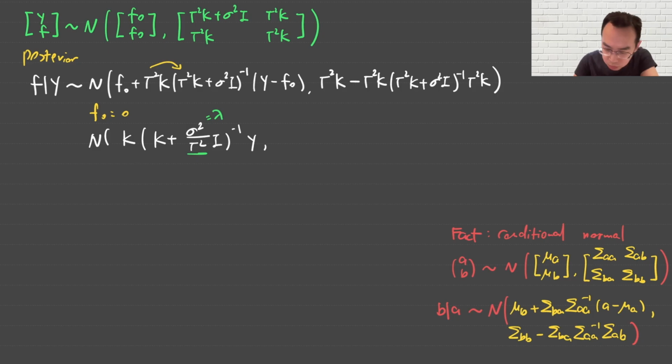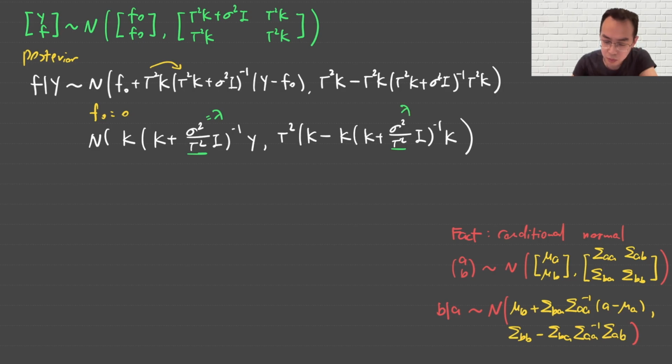The next term we will have, let me just divide the tau square term again. So actually, let me take out one tau square term outside, and then we'll have k minus k times the inverse of k plus sigma square over tau square I, times k. Right, I believe this is the variance formula for it. And then we can set this to lambda, right? So we see lambda in here as well.